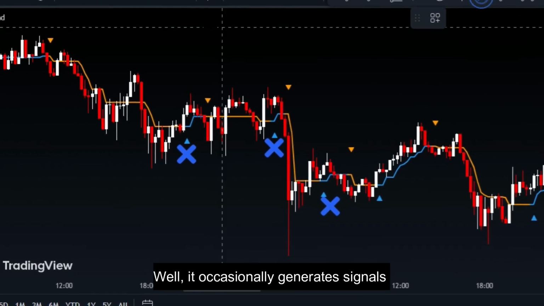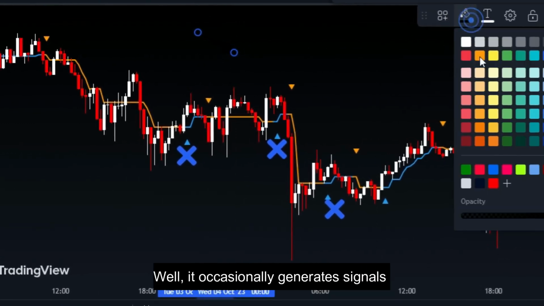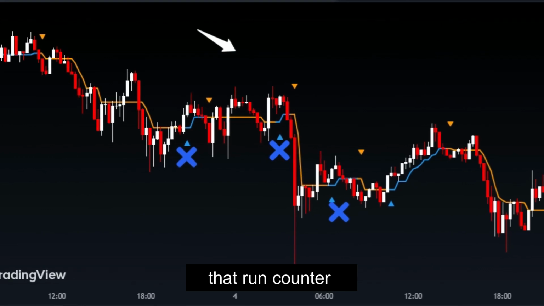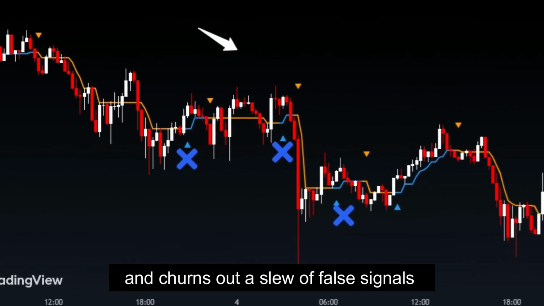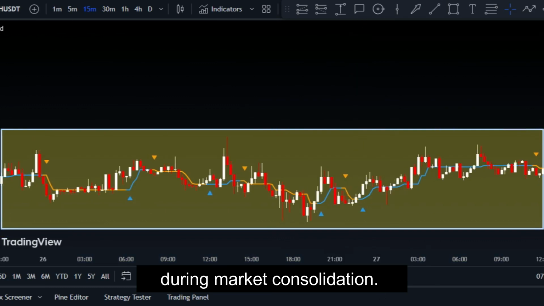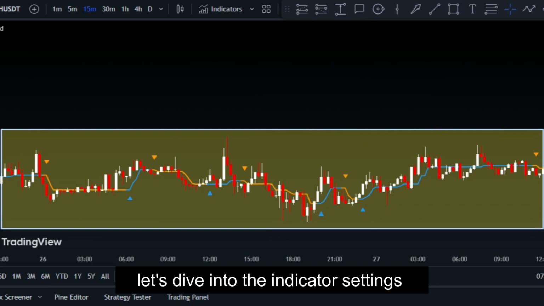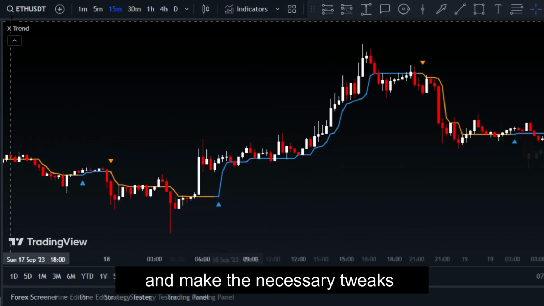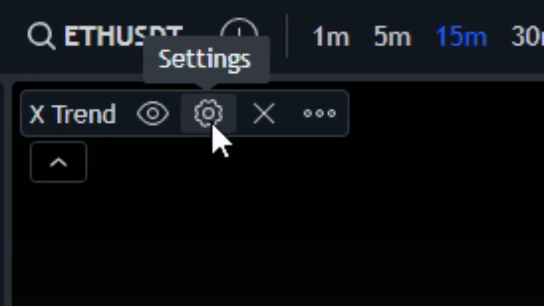Why, you ask? Well, it occasionally generates signals that run counter to the prevailing trend and churns out a slew of false signals during market consolidations. So before anything else, let's dive into the indicator settings and make the necessary tweaks based on my guidance.